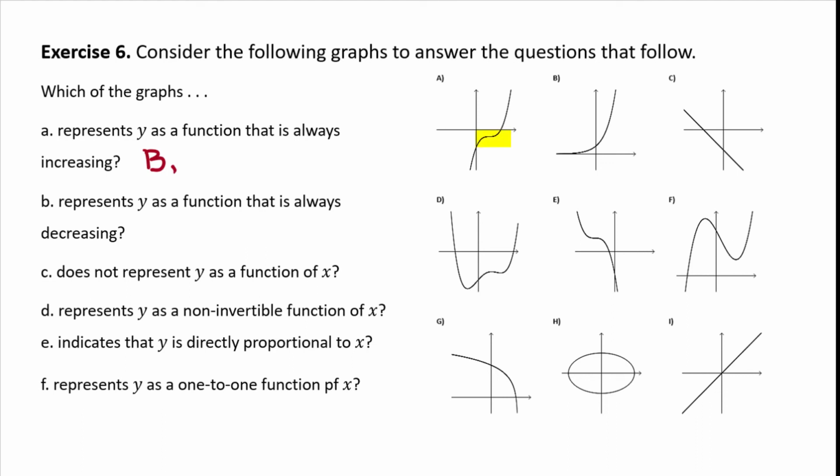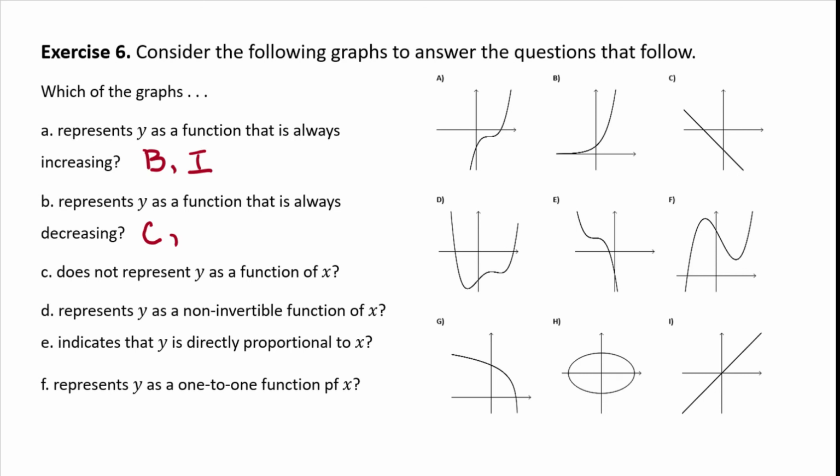A is not because we have a little resting spot. C is not. D is not. E is not increasing. In fact, the next always increasing graph is the linear function that goes straight through the origin, and that is the graph represented in I. B represents y as a function that is always decreasing. So that means as you move from the left to the right, the value of the function is getting lesser. So C is a linear function that's a line that's always decreasing. And that's the only one.